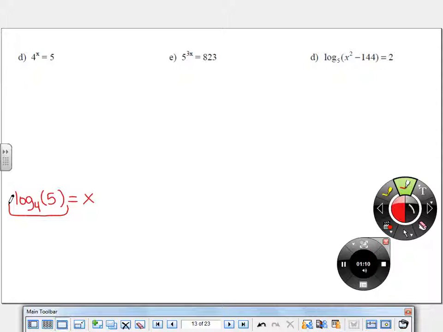Now, how we enter this into the calculator. Some calculators have a way for you to enter the base that you want and enter the number you want, and you can continue that way. But some of them don't. So we're going to talk about how we enter it into a calculator that doesn't have that.